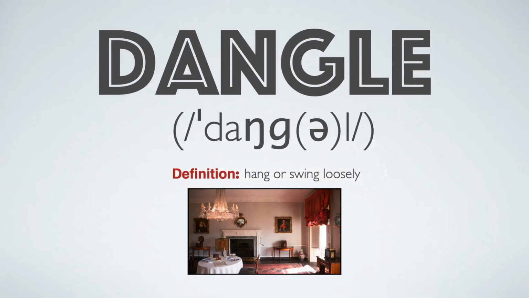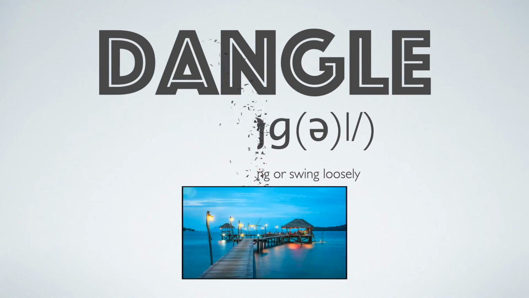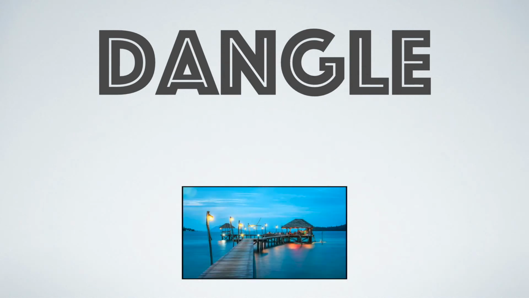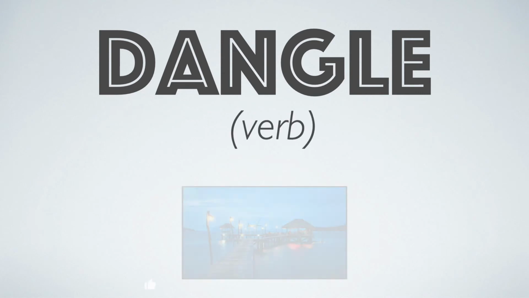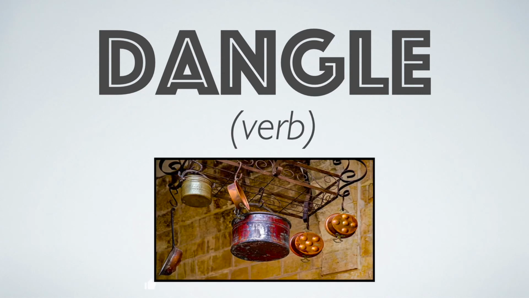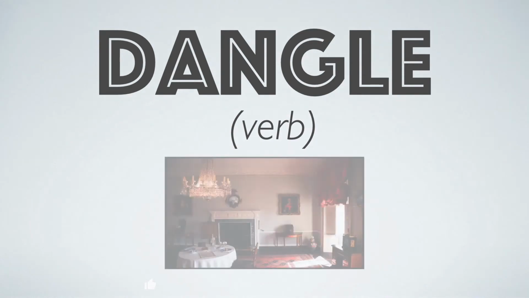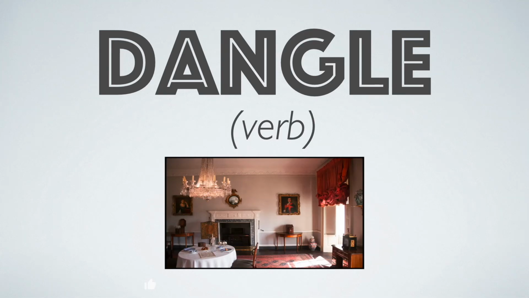The word dangle means hang or swing loosely. In other words, to suspend loosely. The word dangle is a verb, as it shows its action of hanging or swinging loosely. Now that you know what dangle means, let's have a look at how to use dangle in your daily conversation.